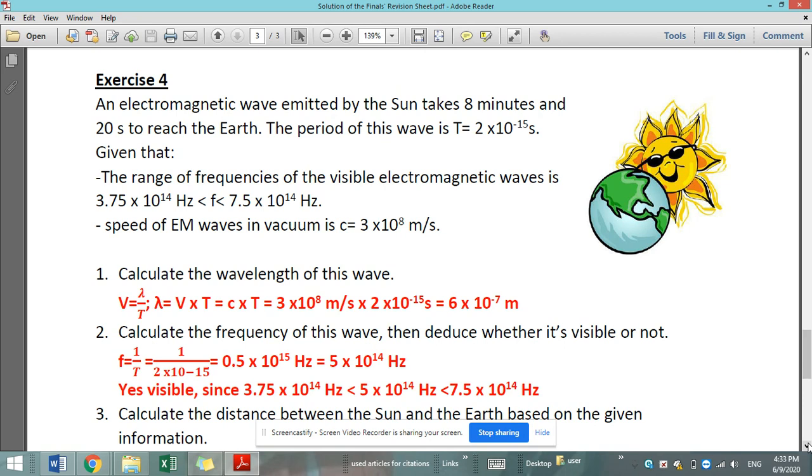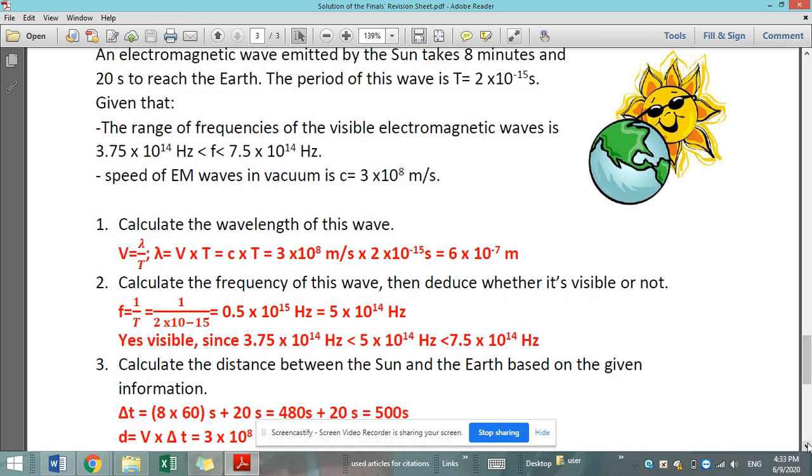So now for one, calculate the wavelength of this wave. How shall you think about it? In order to calculate the wavelength, I have to make use of the given. The wavelength is related to the speed and the frequency according to the formula V equal lambda times f, or to the speed and the period according to the formula V equal lambda over period. But you are not given the frequency, you are directly given the period. So you have to make use of this formula.